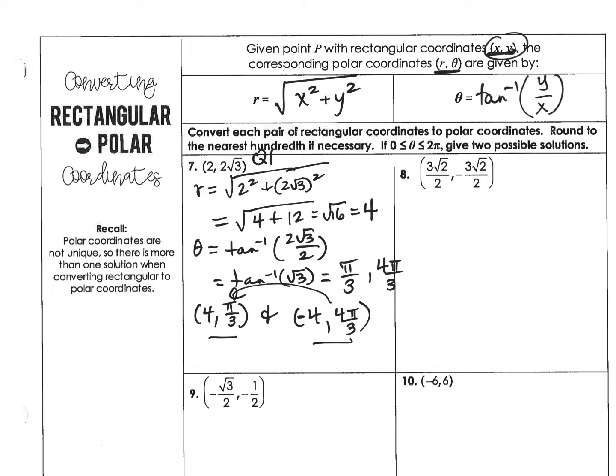Quadrant 1. That's the one you base it off of, whichever quadrant the actual point's in. So let's look at number 8. Let's do another one. What quadrant is this? So it's quadrant 4. So whatever angle we find that's our true angle that goes with our r is going to be in quadrant 4, isn't it?